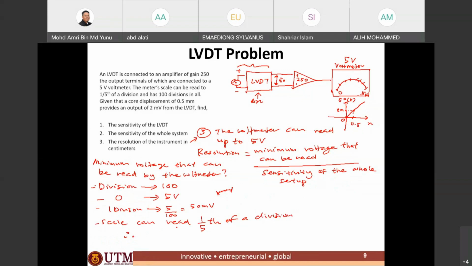Therefore, the minimum voltage that can be read is equivalent to 0.05 or 50 millivolt divided by 5. So we get 10 millivolt. Each scale can measure 10 millivolt.